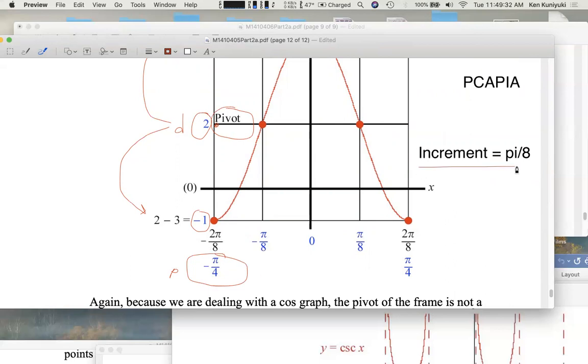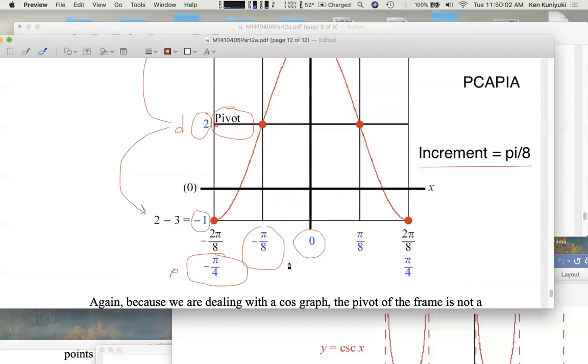We're going to keep adding the increment to get each new coordinate on this grid, this frame. A common denominator helps. -2 pi over 8, which is the x coordinate of this point here, plus 1 pi over 8, the increment, is -1 pi over 8. This is simplified. -1 pi over 8 plus 1 pi over 8 is 0. We're very thankful for that.